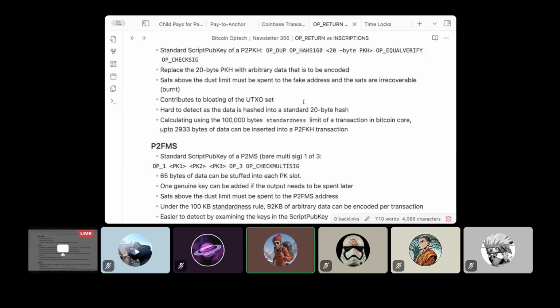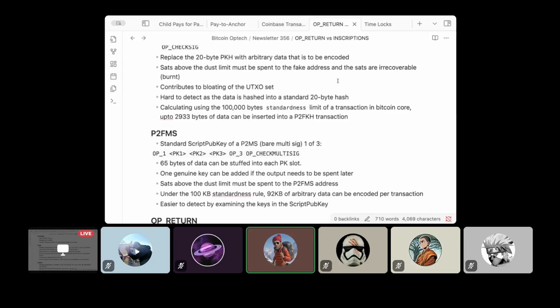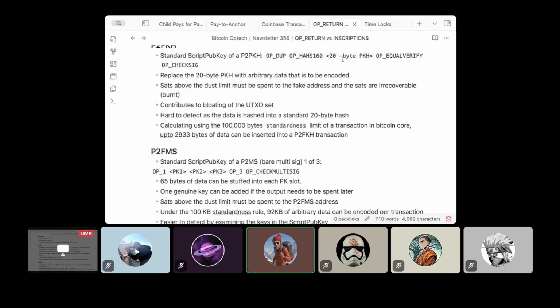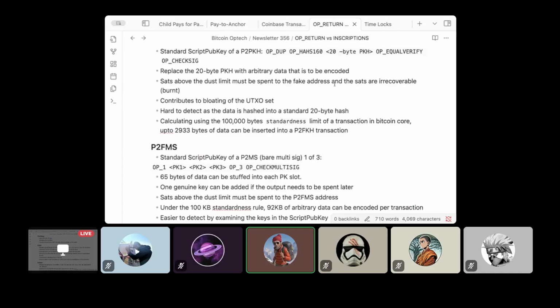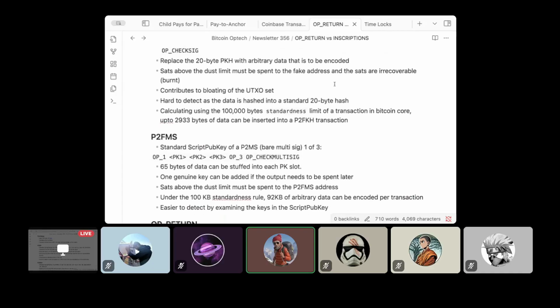But this was very famous, or people kept using this for some time because it is hard to detect. Because whatever 20 byte hash you put in here, nobody knows whether this hash corresponds to a public key or not. Only the creator of the transaction knows it. So there is no standardness rule that can help you detect this kind of data storage operations. The problem is it's very costly because you have to burn some sats, and also the amount of data that you can store is quite limited.